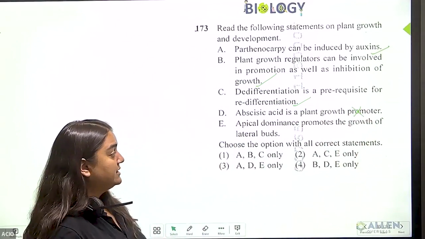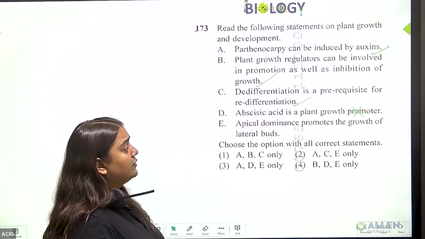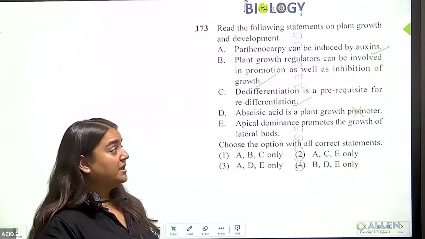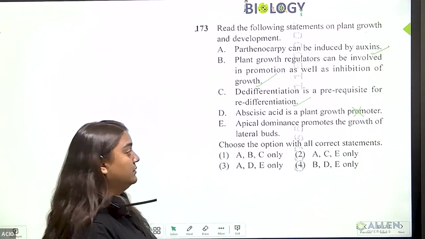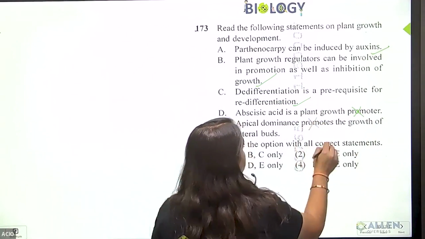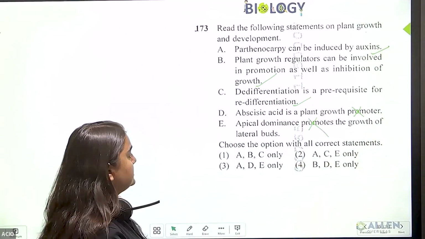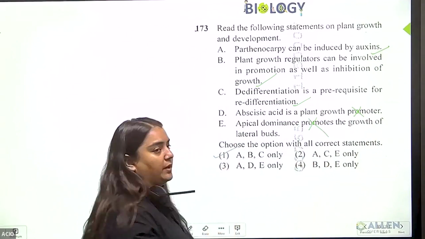Apical dominance is promoted by the growth of lateral bud. No, apical dominance is inhibiting the growth of lateral bud. So this is also wrong. So the answer is A, B, and C. The first one.